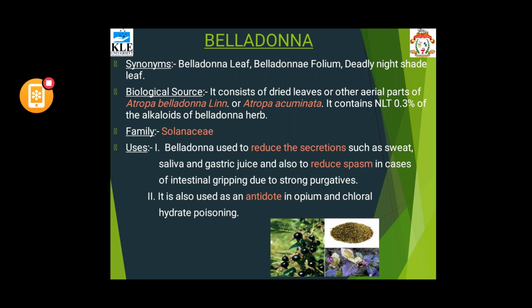The uses of belladonna are that it is used to reduce the secretions such as sweat, saliva, gastric juice, and also to reduce spasms in case of intestinal griping due to strong purgatives. It is also used as an antidote in opium and chloral hydrate poisoning.